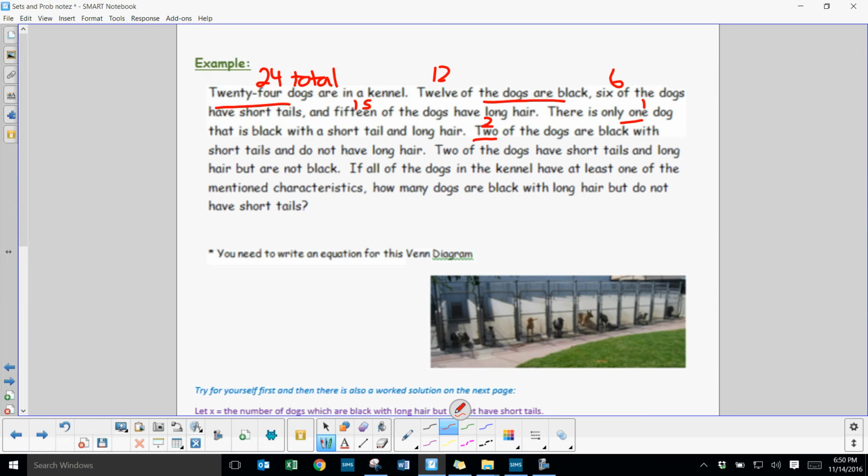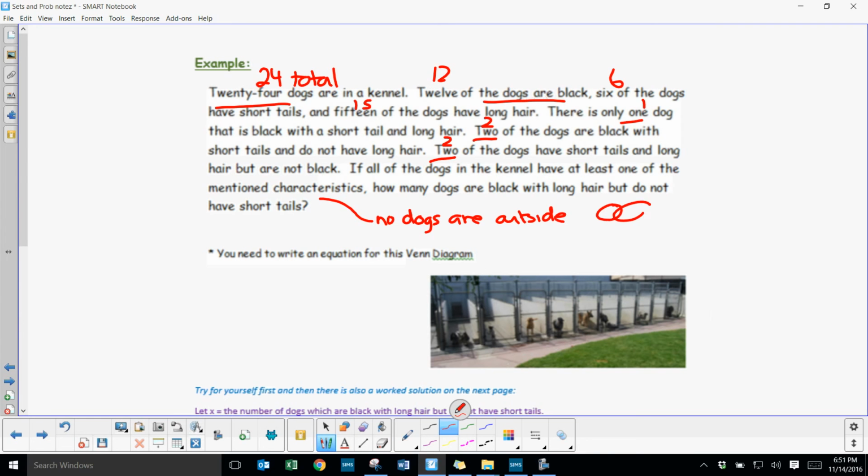2 of the dogs are black with short tails and do not have long hair. 2 of the dogs have short tails and long hair but are not black. If all of the dogs in the kennel have at least one of the mentioned characteristics, meaning no dogs are outside the 3 circles, so the outside is 0. How many dogs are black with long hair but do not have short tails?